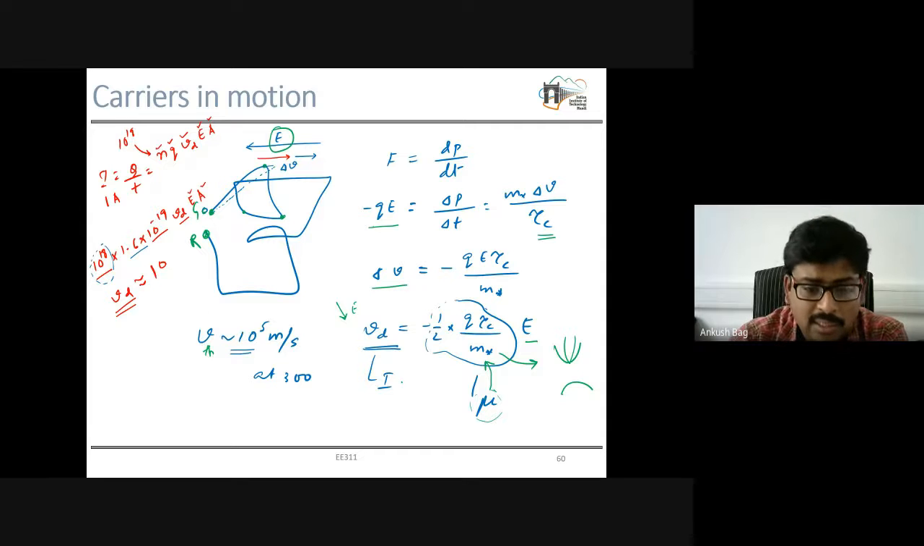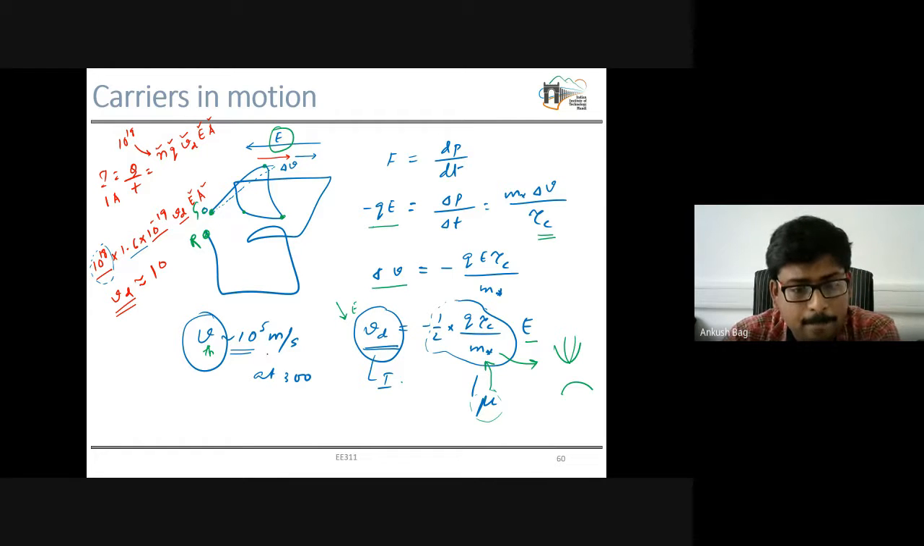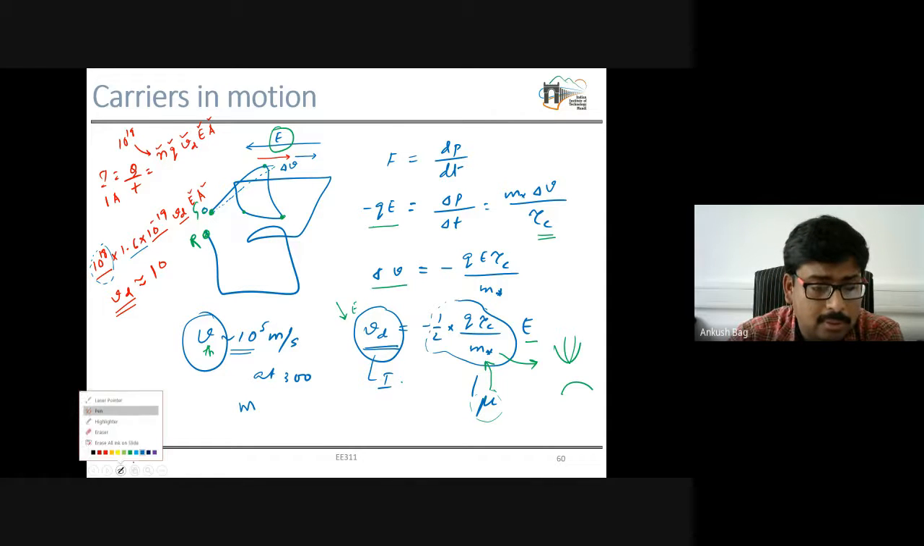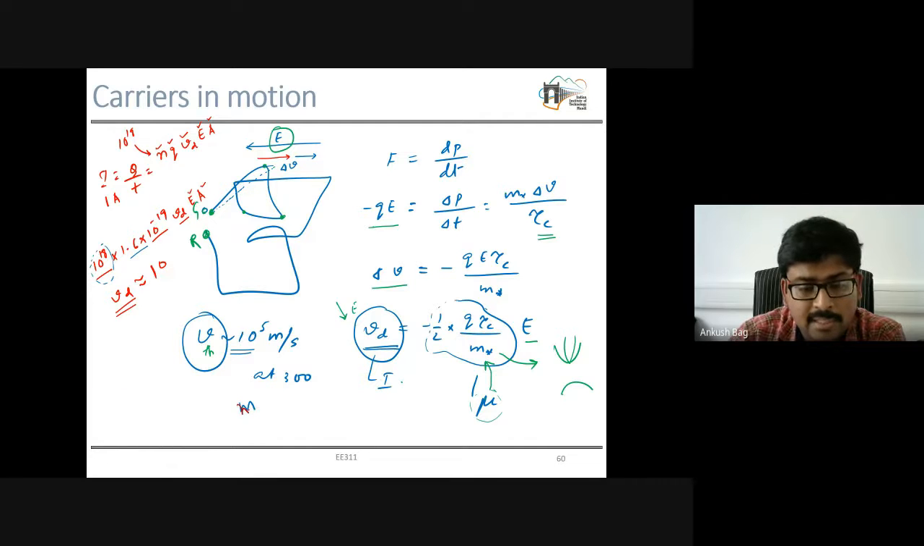So now let us summarize these two concepts: thermal velocity and drift velocity. This thermal velocity is very high. The reason is the very small effective mass. That is why this velocity is very high. This energy is coming purely from the thermal energy.